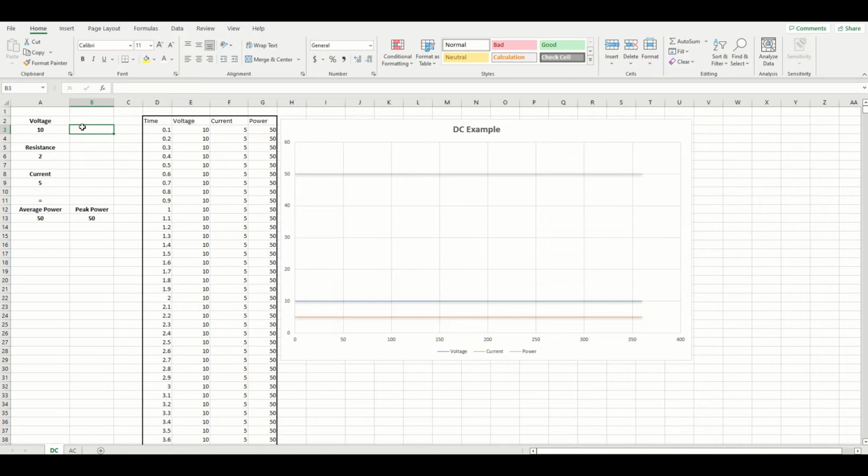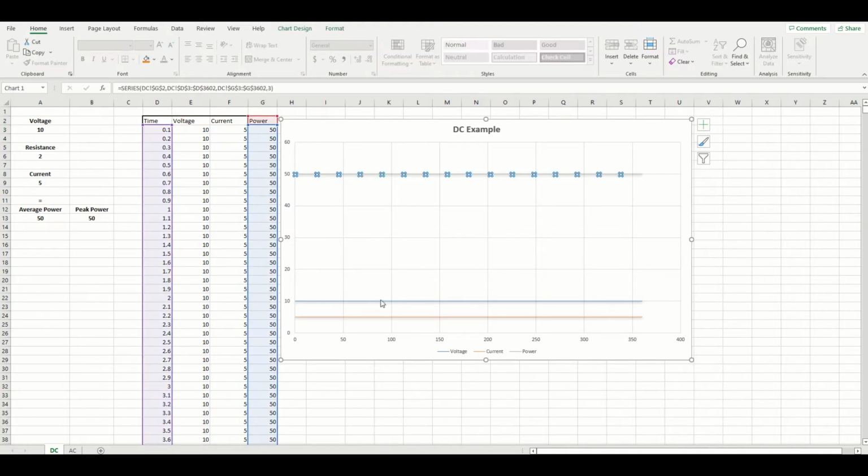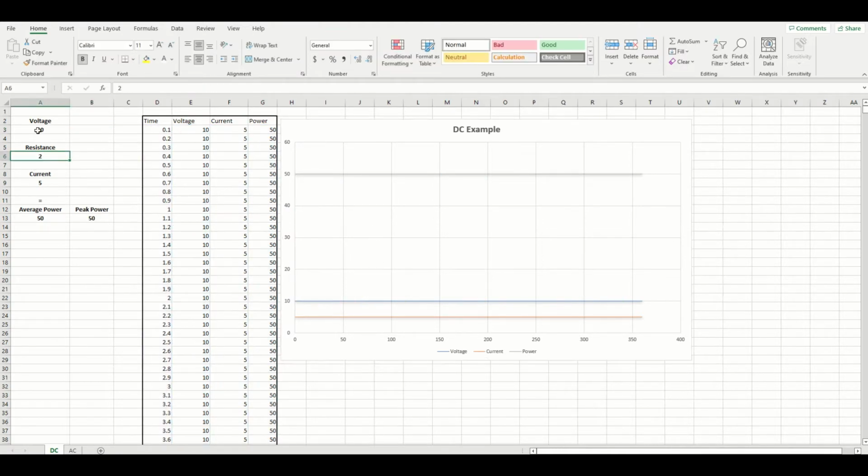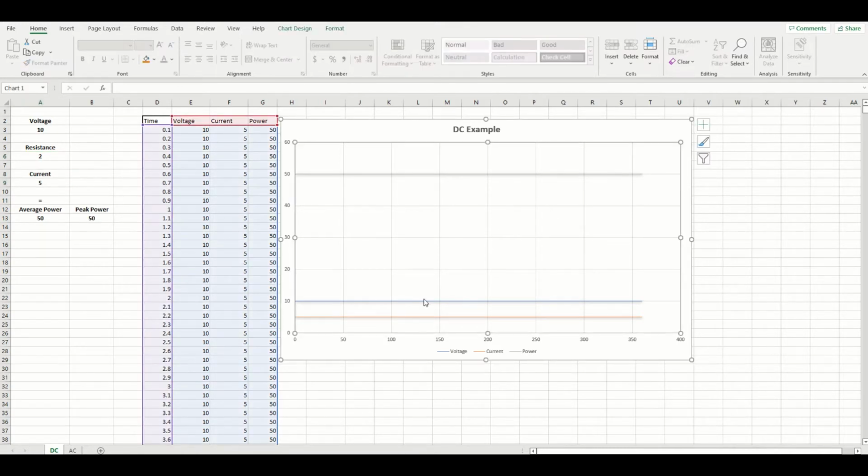And I'm going to start initially with DC, and DC is the easiest way to start this off because it's all direct straight lines, direct current. So if we start with a DC voltage of 10, and let's say we're going to put it across a 2 ohm resistor, we'll get 5 amps. You can see that right here.